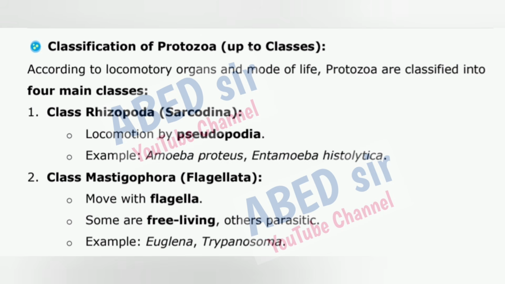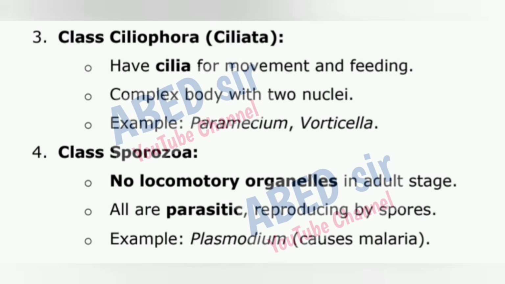1. Class Rhizopoda, Sarcodina. Locomotion by pseudopodia. Example, Amoeba proteus, Entamoeba histolytica. 2. Class Mastigophora, Flagellata. Move with flagella. Some are free-living, others parasitic. Example, Euglena, Trypanosoma. 3. Class Ciliophora, Ciliata. Have cilia for movement and feeding. Complex body with 2 nuclei.